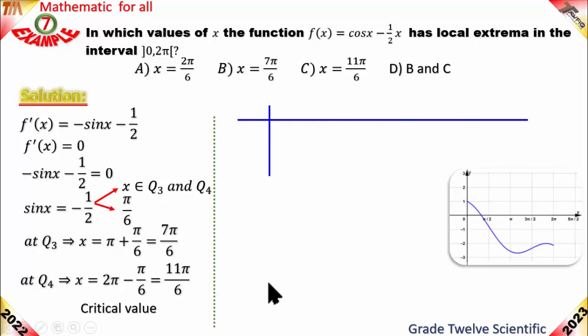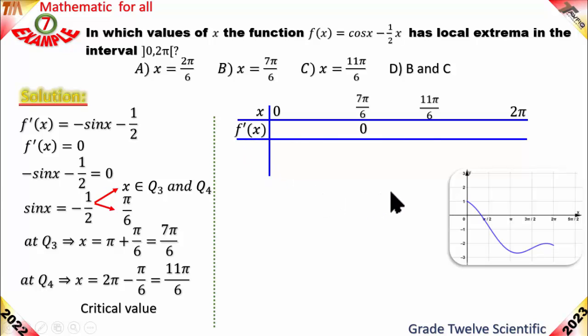Now draw the table of values. X is from 0 to 2 pi, and we have two critical points, 7 pi over 6 and 11 pi over 6, and the value of f prime is 0 at these two points. Now, replace 7 pi over 6 in f of x and find the value of f of x, and do the same for 11 pi over 6, and find the value of f of x. It's minus 2.